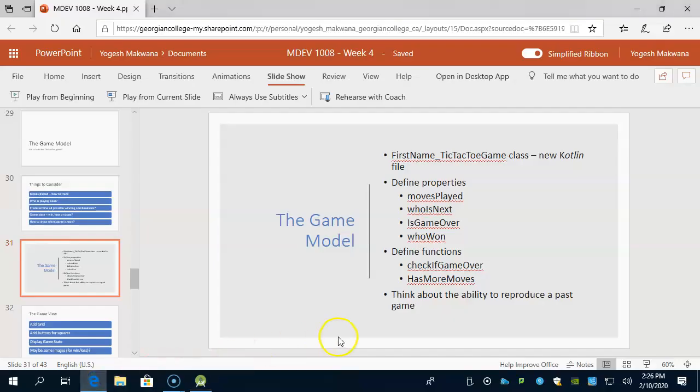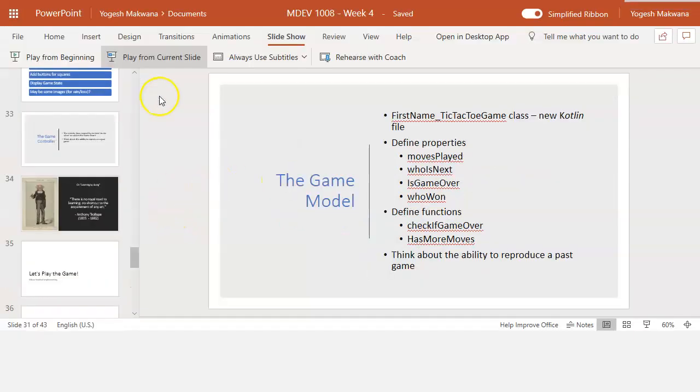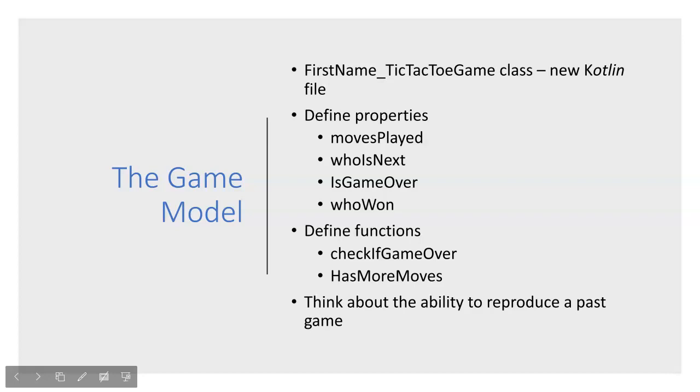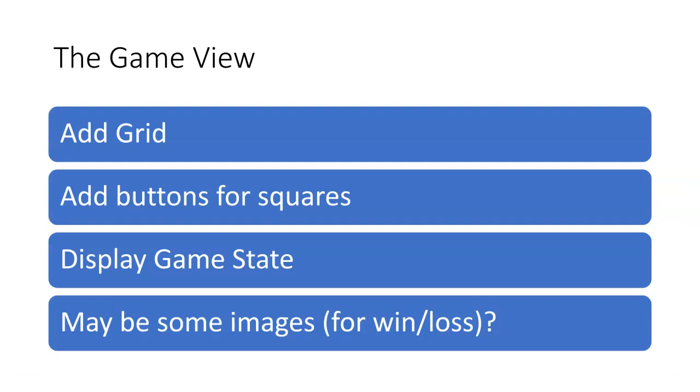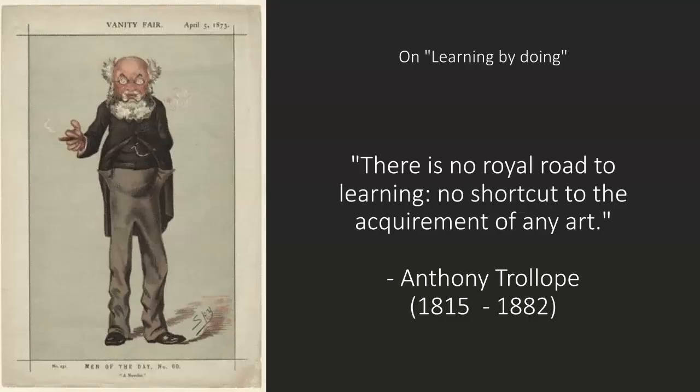So what is it that we are going to save? Well, up to this point, we've covered all of this. We don't need any more moves because we implemented in our view controller that game board which turns to true, and we don't accept any more moves. And this will come to think about the ability to reproduce a past game. We'll come to this later. This is all we have done. We have done the controller, the view, and the model.